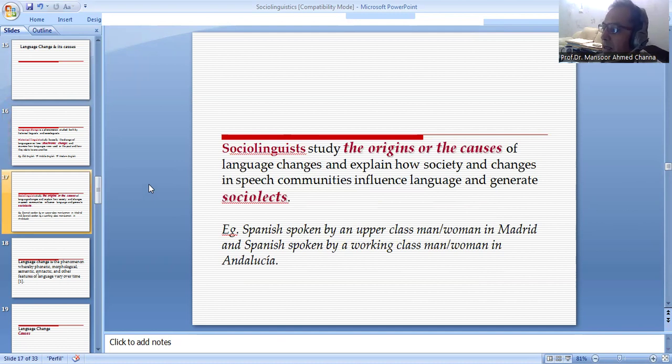Sociolinguists study the origins or the causes of language changes and explain how society changes in speech communities influence language and generate social acts. For example, Spanish spoken by an upper class man or woman in Madrid and Spanish spoken by working class men or women in Andalusia.